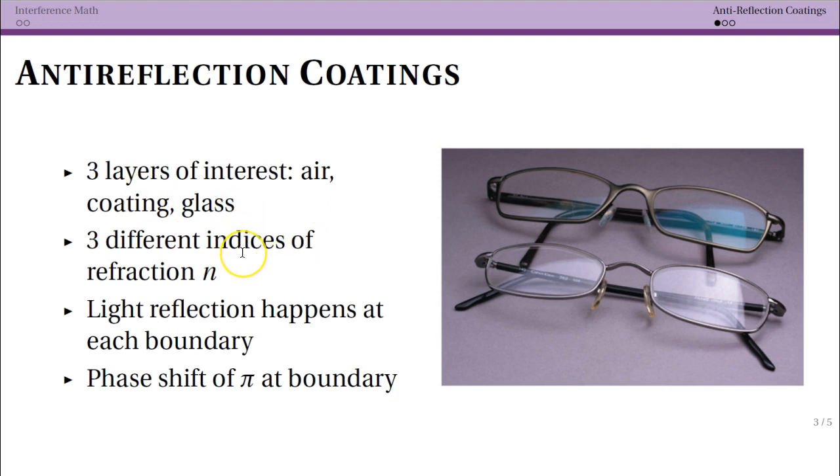Each of these has a different index of refraction, n. There's the index of refraction of the air, of the coating, and of the glass. So make sure that you put a subscript on the end to make it clear which one you're talking about. Then we actually have a number of reflections happening in each boundary. And remember that if you're reflecting at a boundary where the speed would be slowing down, you actually get that phase shift.